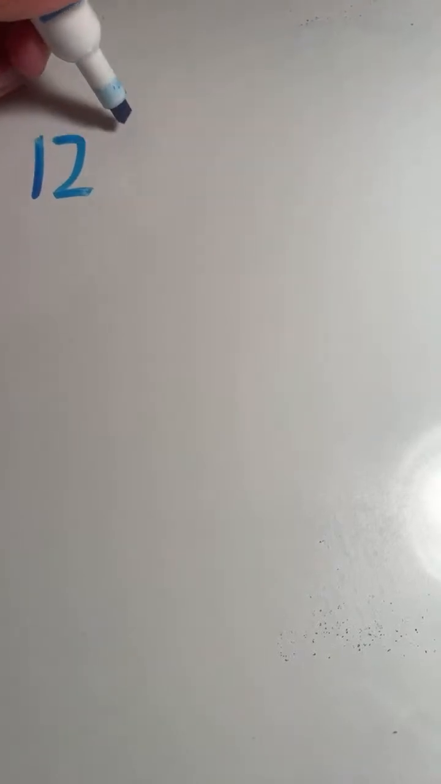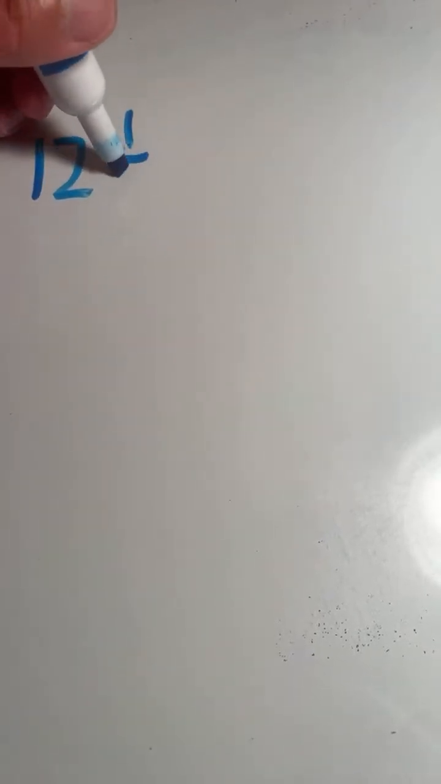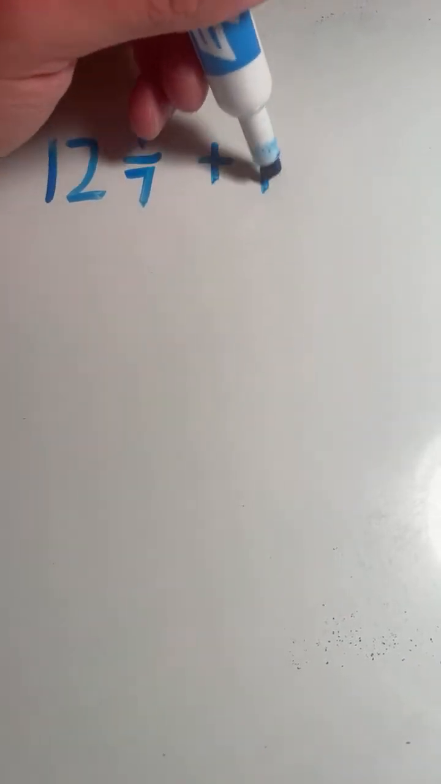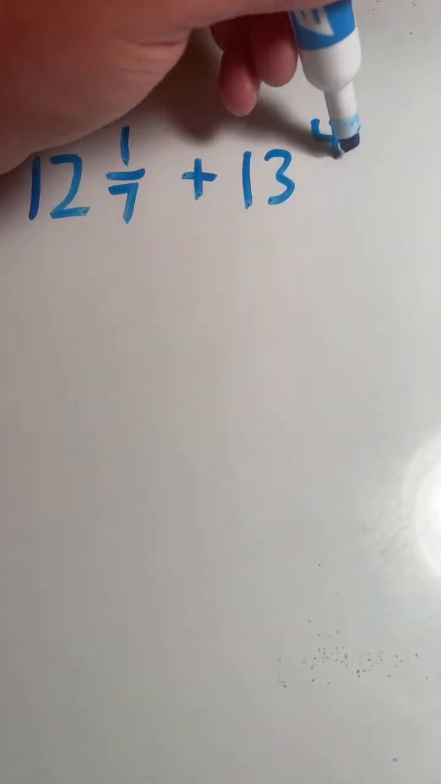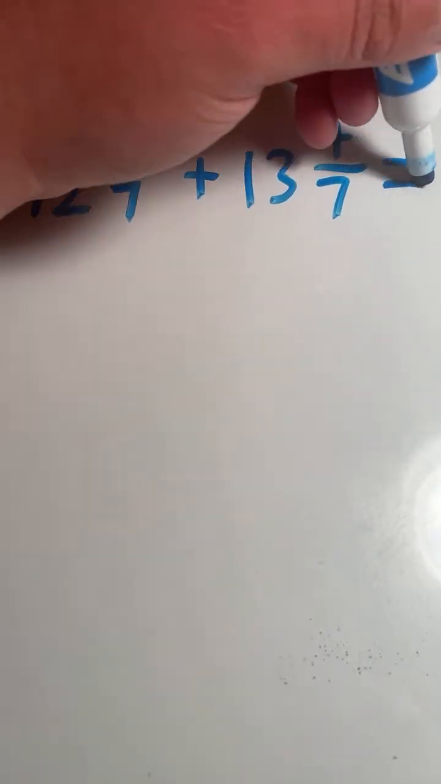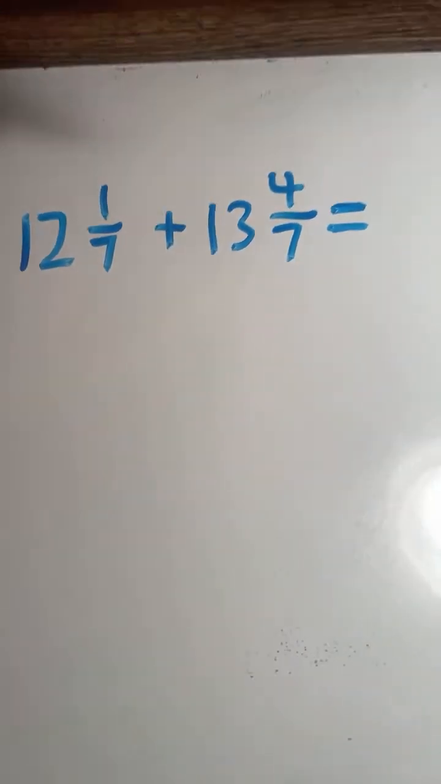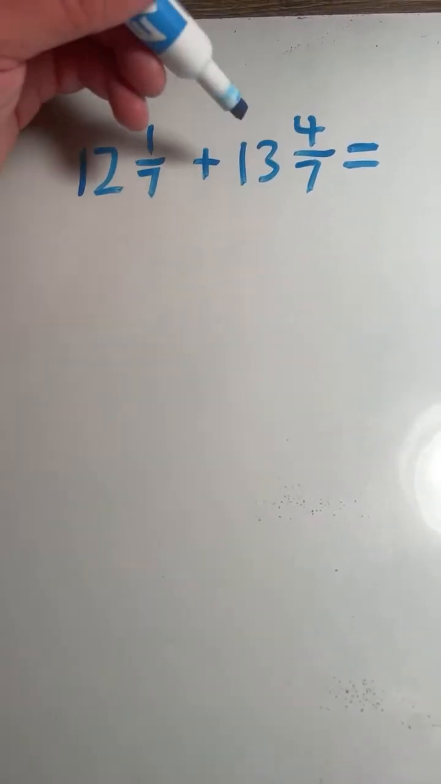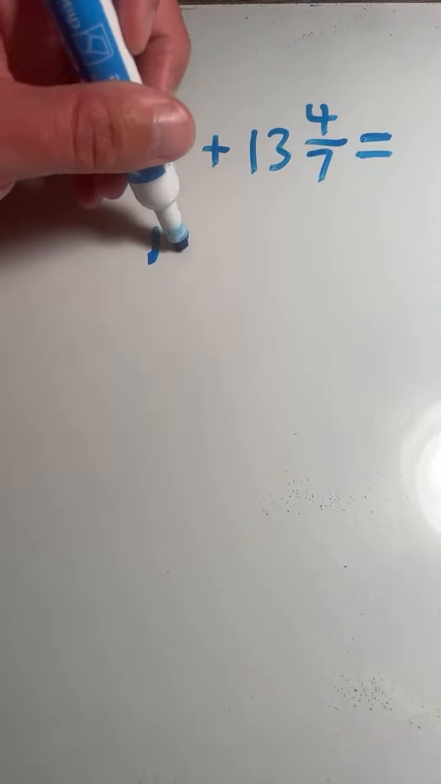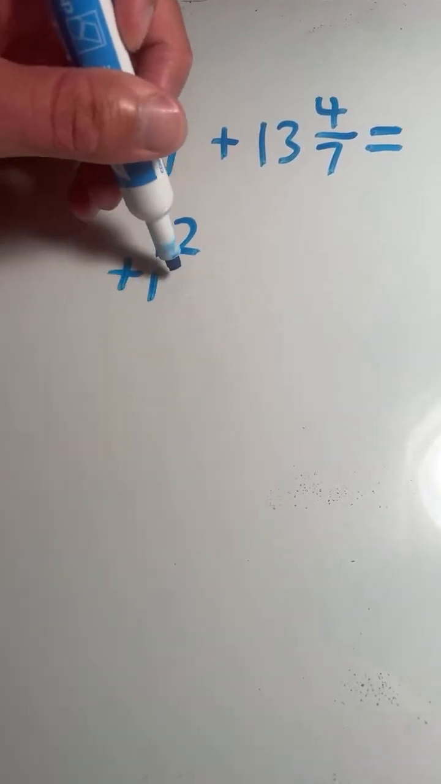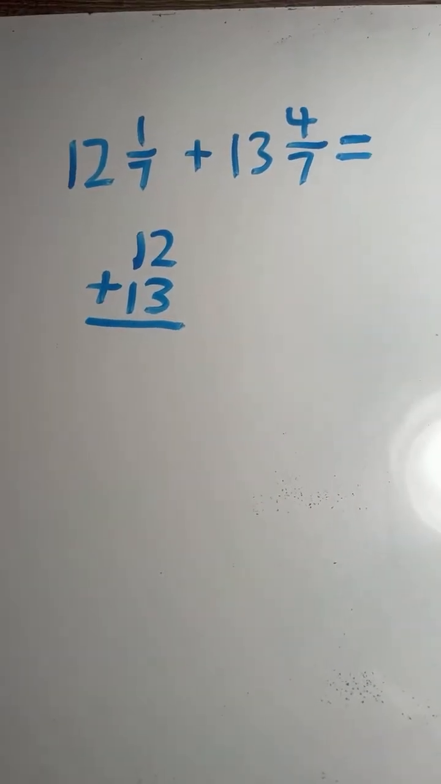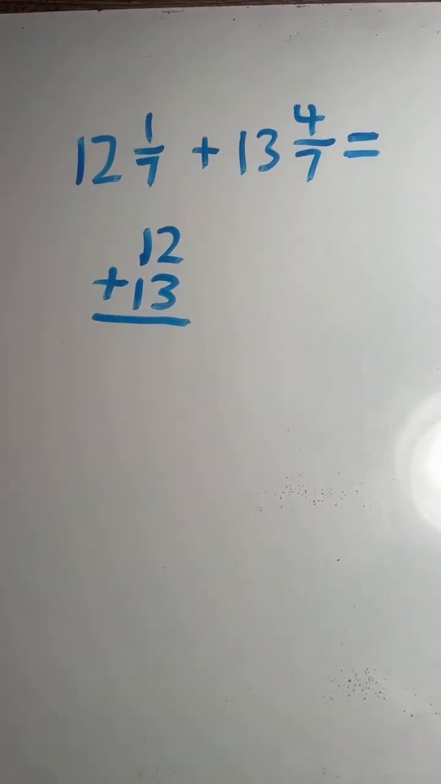All right, so I'm going to make these a little more complicated here. So we have 12 and 1/7 plus 13 and 4/7. So step one, we add our whole numbers. If we're not able to add the whole numbers in our head, we can actually draw the two whole numbers vertically here. 12 plus 13. So we simply add the numbers in the ones place.